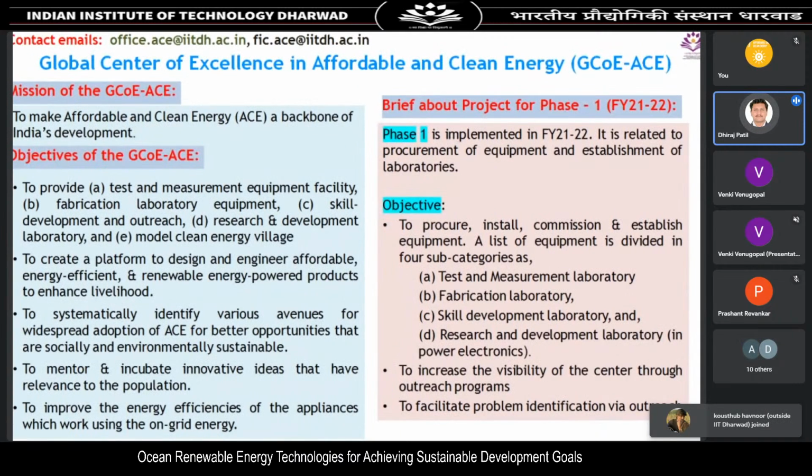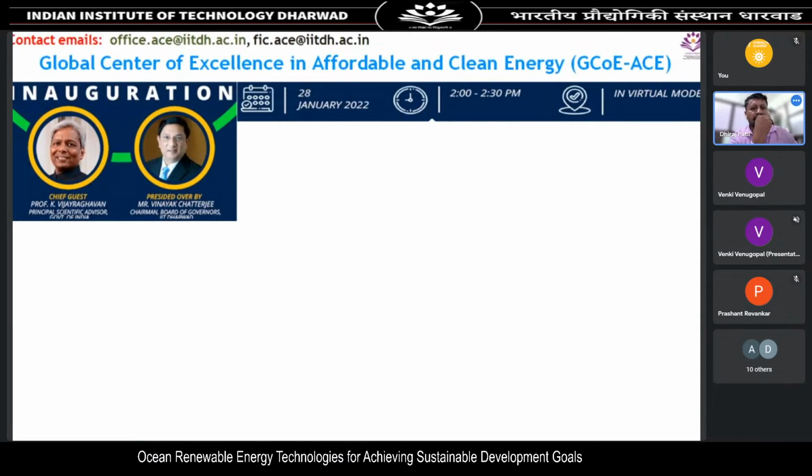To improve the energy efficiencies of the appliances which work on green energy. In phase 1 of the project, which just started, we are procuring and installing these equipments, as I mentioned, and increasing the visibility of the center through outreach programs and facilitating problem identification via outreach.